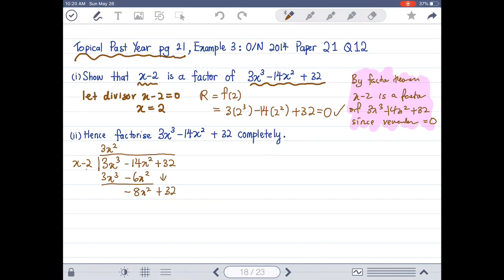Okay, and then what times with x we get negative 8x squared? I will need negative 8x. So negative 8x times with x, we will get negative 8x squared. Negative 8x times with negative 2, we get positive. Oh, I'm sorry, I forgot that we need to do plus 0x. Let's do it again.